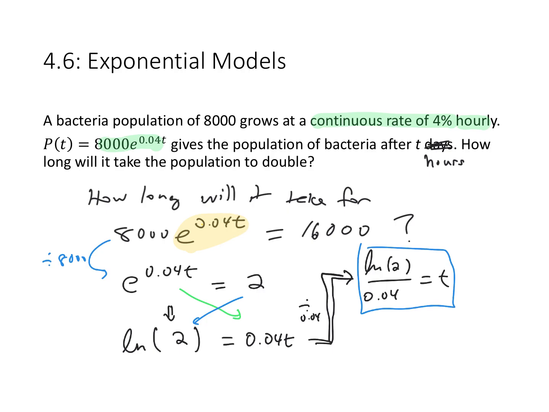In the homework problems, it'll probably ask you to round that off to one or two decimal places. And let me do that on my calculator real quick. And when I do that, I get that t is approximately 17.33, that would be two decimal places, hours. So we have the exact answer, and we have the answer rounded off to a couple decimal places.